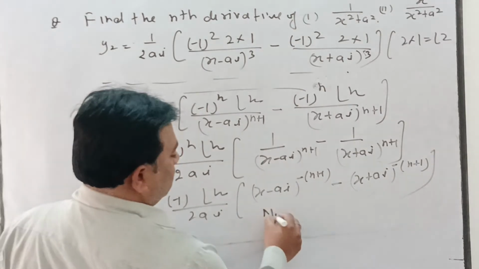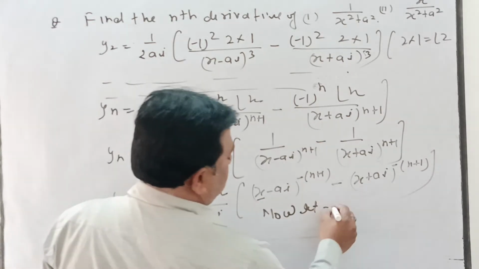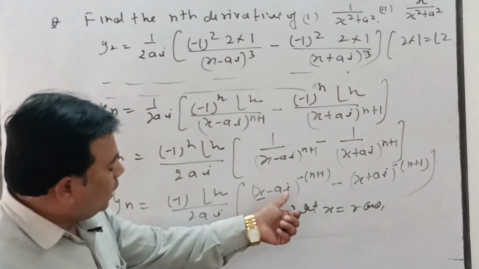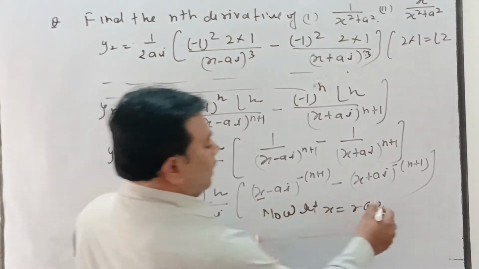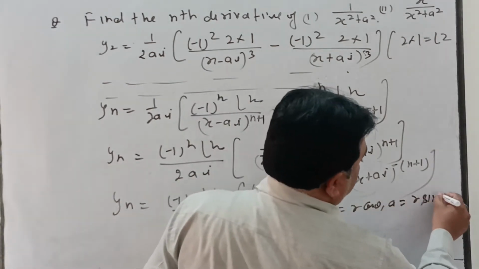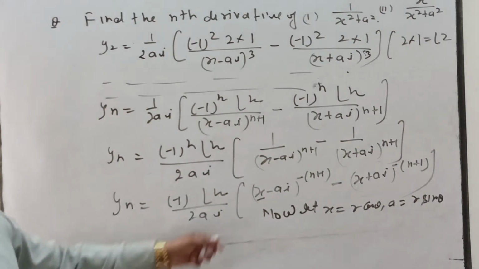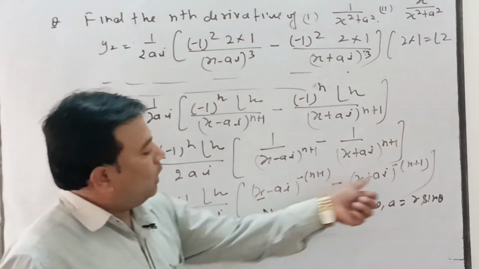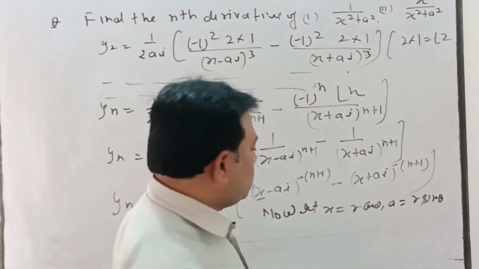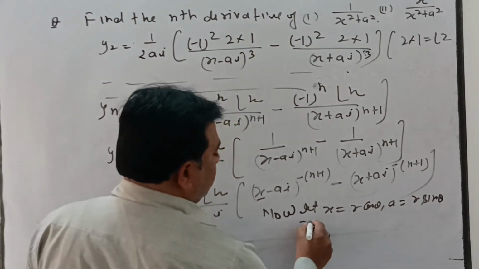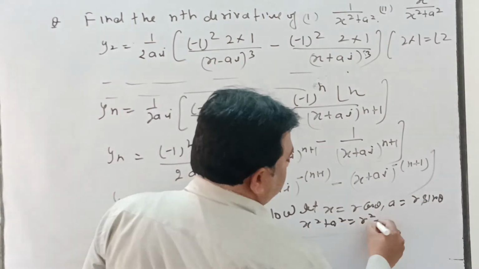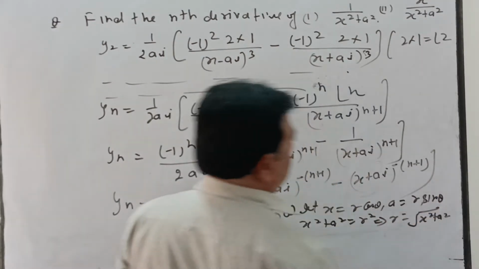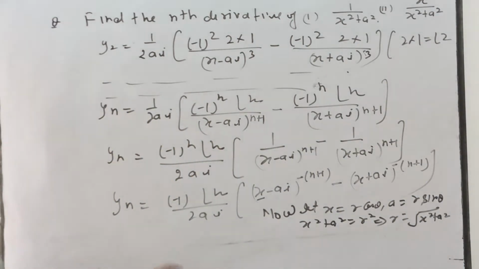Now let x equal to r cos theta, and the coefficient of i is a, so we let a equal to r sin theta. These represent the polar coordinates. Squaring and adding both, x square plus a square equals r square, which implies that r equals root of x square plus a square. Okay, understand all of you?